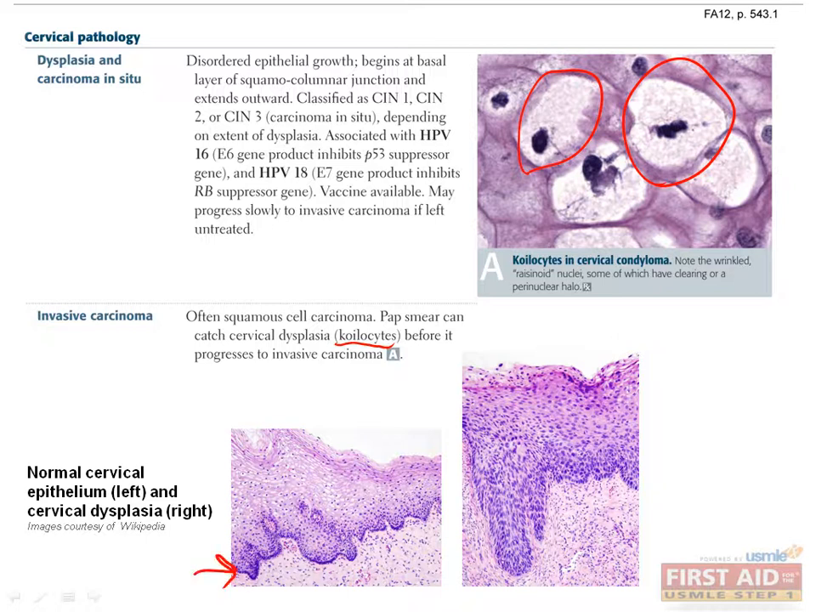On the right you can see the disorganization and increase in nuclei in the bottom 2/3 of the epithelium. But basically the entire thickness is involved, so this is a CIN3, or a carcinoma in situ.